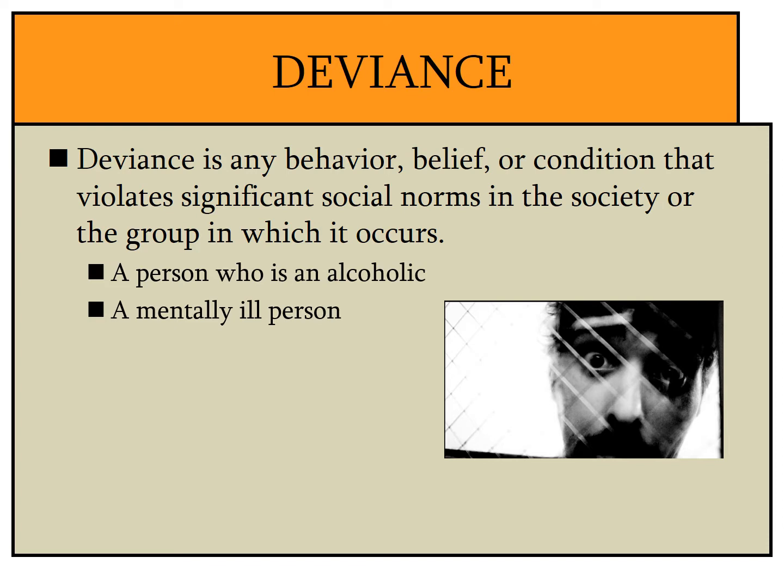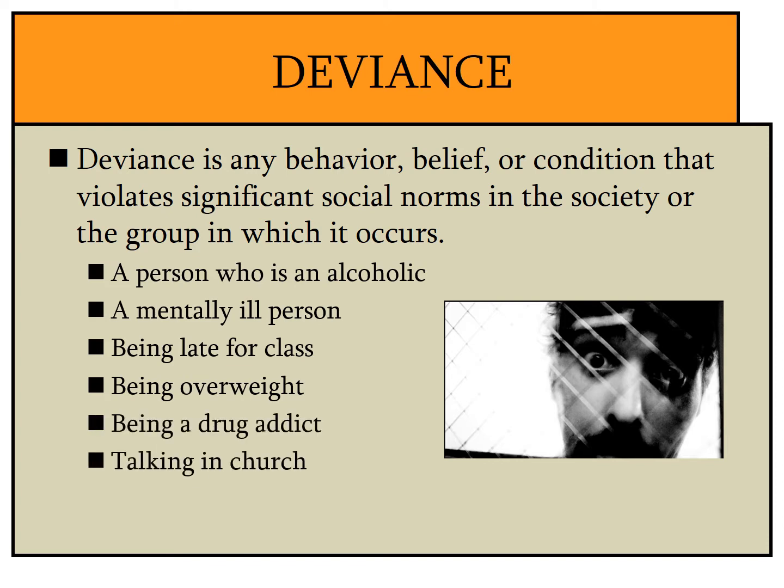Now, there are many examples of deviance: being mentally ill, being an alcoholic, could be defined as deviant, being late for class, being overweight, and we're going to talk about ideas of beauty in a minute, being a drug addict, even talking in church. All of these would be deviant because when you go to church, the norm is for you to sit quietly and listen to the pastor. And so when you're talking, when you're not paying attention, that is a violation of the norm. Now, that is an informal norm. So again, when we talk about violating norms, we're talking about formal as well as informal norms.